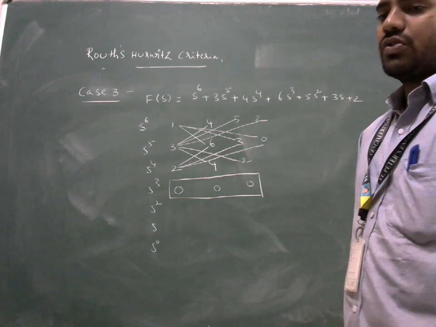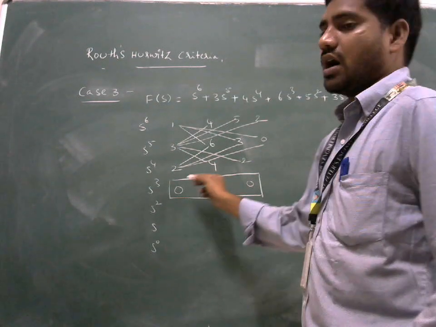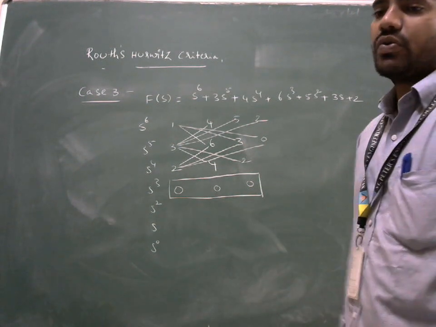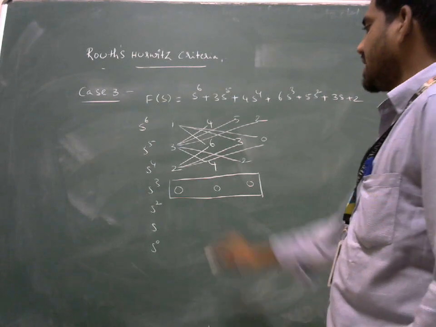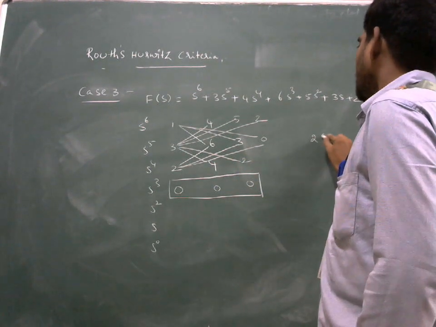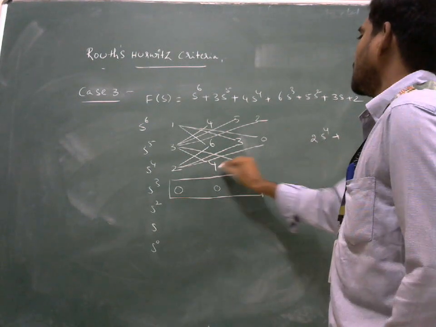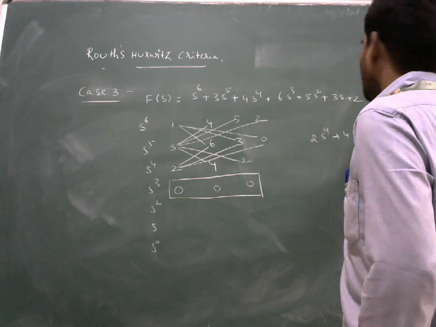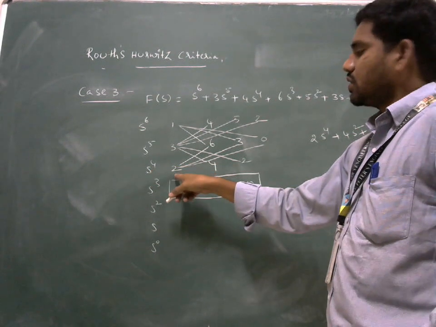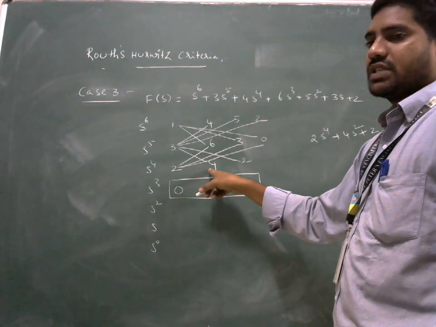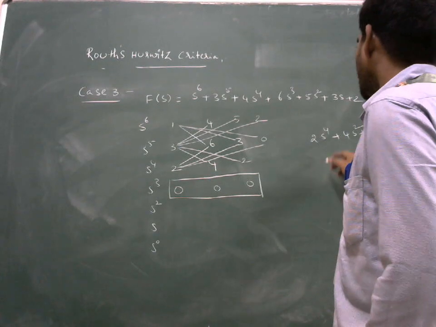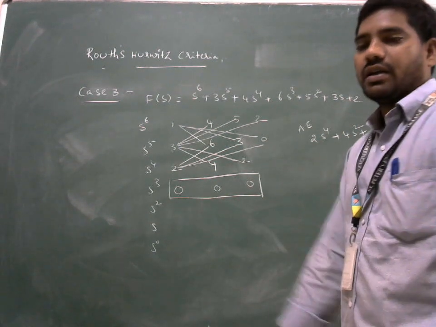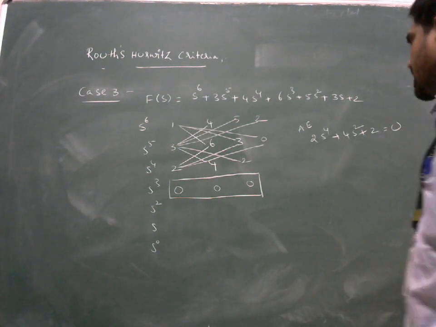Now what we need to do: whenever we get all zeros in a complete row, from the row above we need to write the auxiliary equation. What is the auxiliary equation? With these coefficients: 2s power 4 plus 4s square plus 2 equal to 0. Why? Because 2s power 4, then the next even coefficient 4s square, plus 2 equal to 0. This equation we call the auxiliary equation.